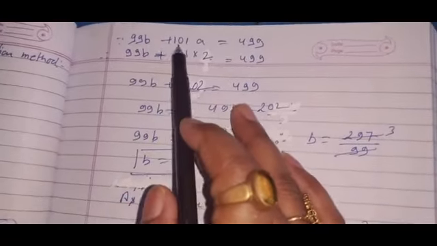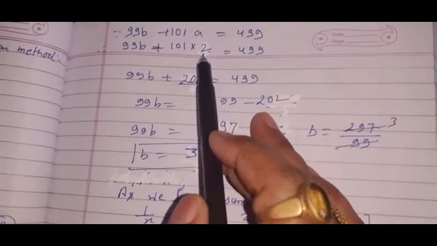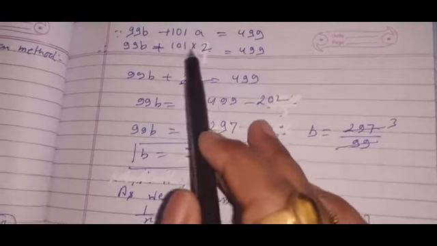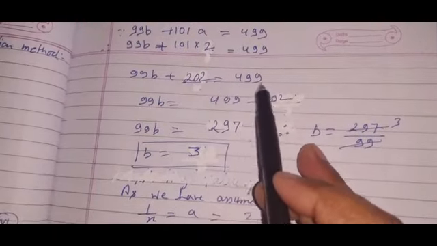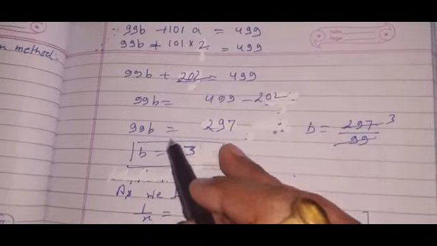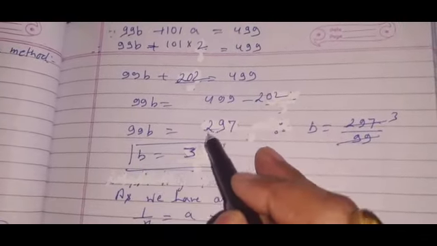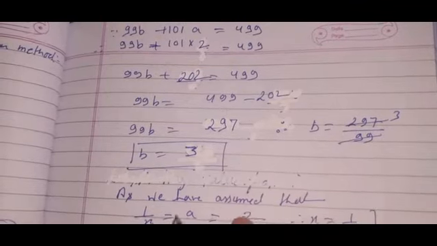So 99b plus 101a is equal to 499. In place of a, I have written 2, and when we solve, 101 into 2 is 202. So 99b is equal to 499 minus 202. So 99b is 297. You know that 99 3s are 297, so b is equal to 3.